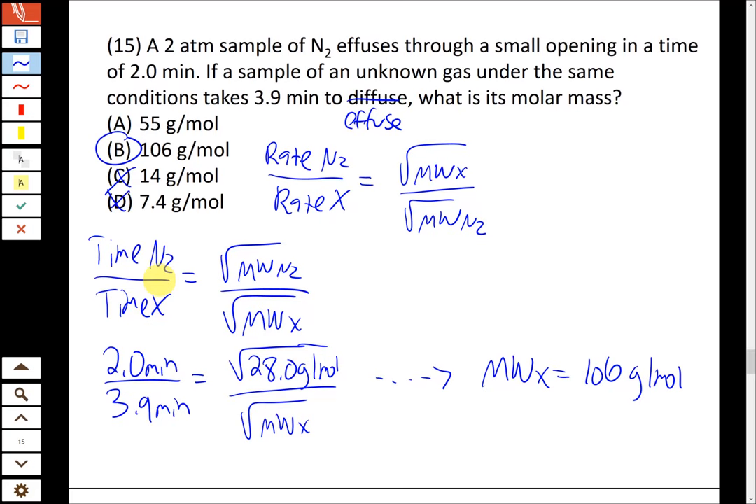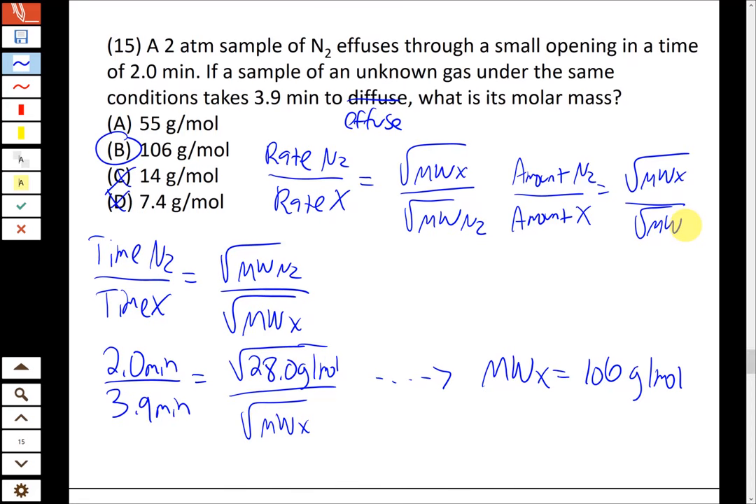Yep. Oh, there are only two variations? I mean, the other one would be if you're talking about the amount of stuff that leaks out, I guess it's the same as this. So if you talked about this much nitrogen leaked out in the same period of time, this much of our unknown leaked out, then it would be the same form of the equation as rate. So how fast they're leaking out is proportional to how much leaks out in a given time. And so in that case, it would be also this. It should be X over N2 when you use the rate thing.